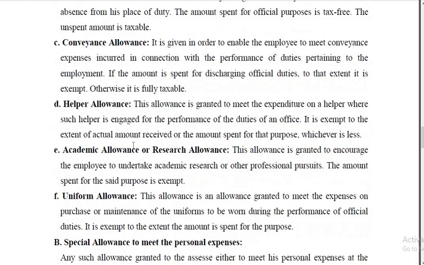Helper allowance. So, you may take the help of some employees in order to perform the official duties. So, that is fully exempt if the full amount is spent. If any part of that is unspent, that is taxable. So what is helper allowance? This allowance is granted to meet the expenditure on a helper where such helper is engaged for the performance of duties of an office. It is exempt to the extent of actual amount received or the amount spent for that purpose, whichever is less.